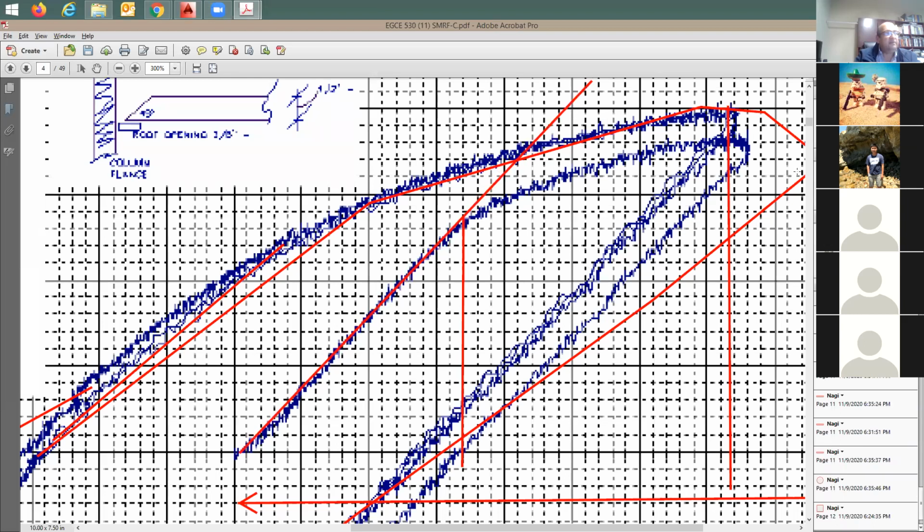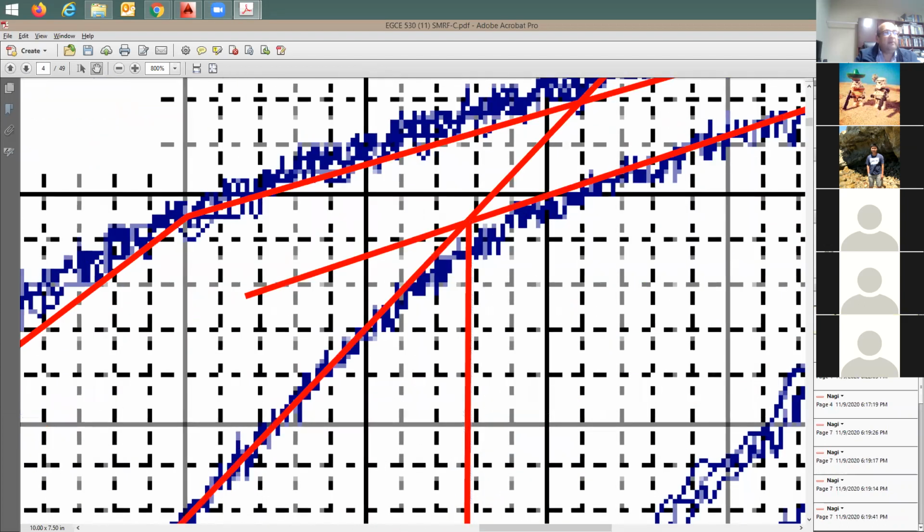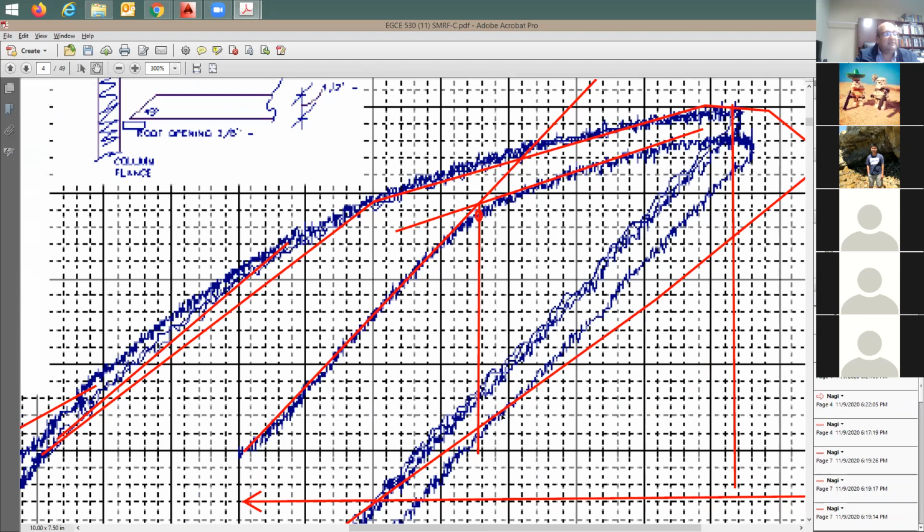Here's the second tangent. Where do they meet? Let's say they meet right here. And this gives you the yield point. This point here is going to give you the top when you come to the force, because the force is going to be right here. And this gives you the yield displacement.